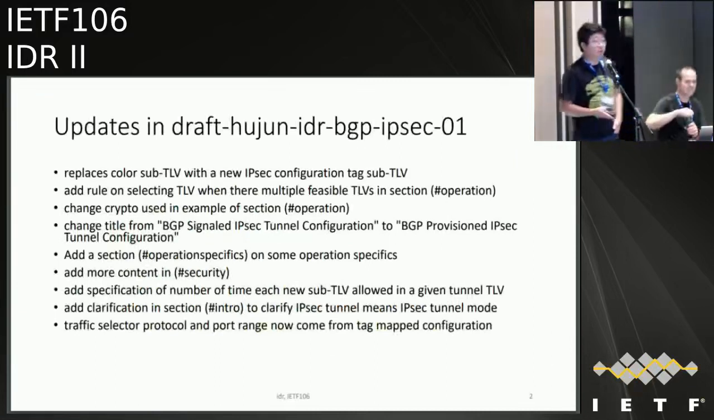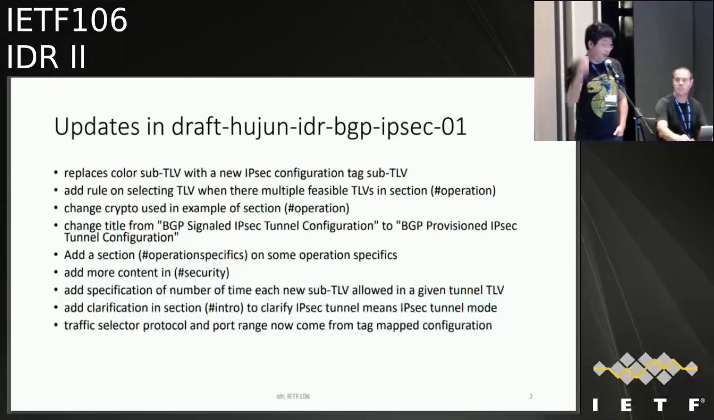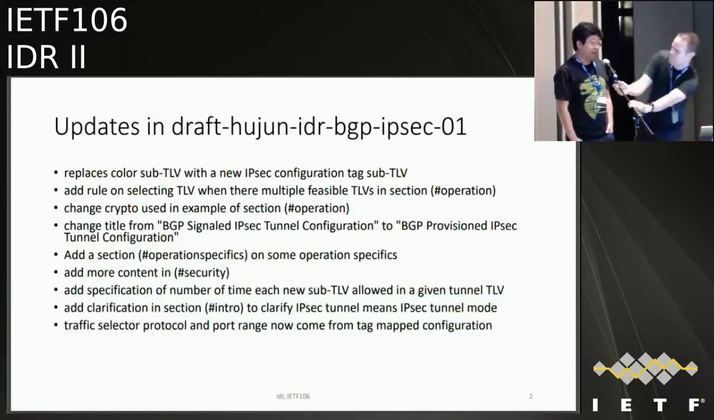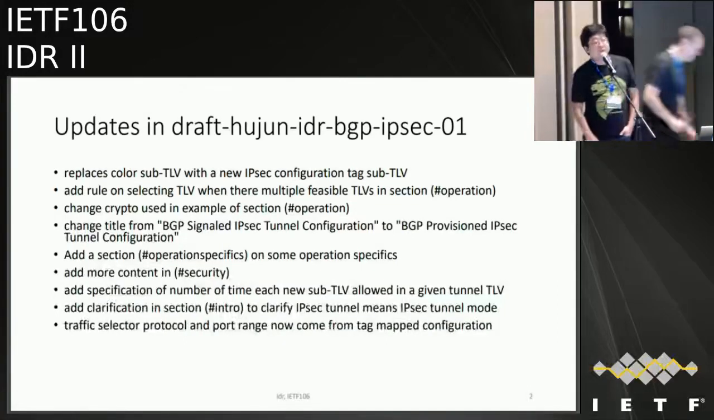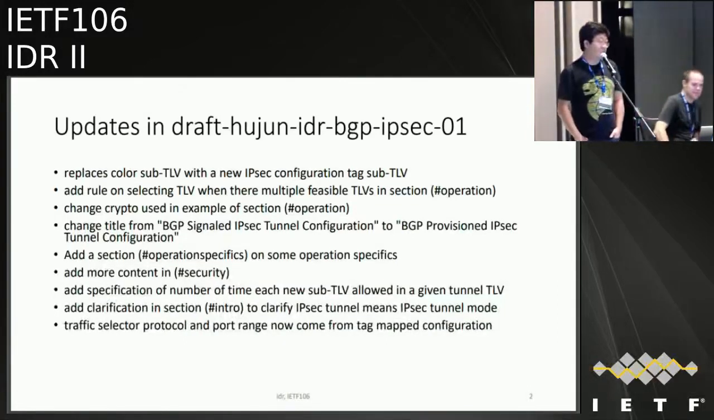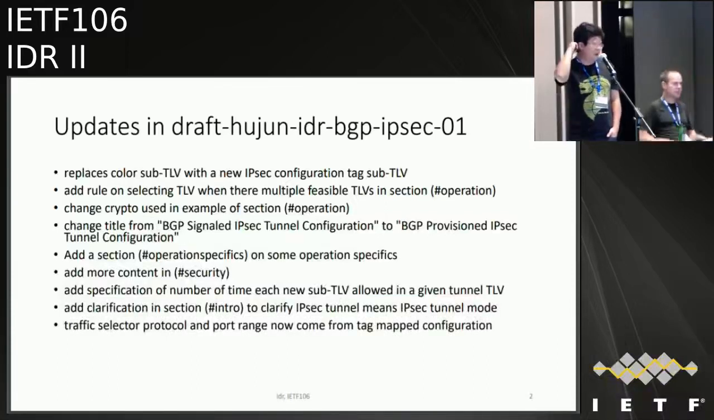So the first one is I made an update for my previous IDR BGP IPsec draft. That update is based on the feedback I received since the last IETF. First, I replaced the color sub-TLV with the new IPsec configuration tag sub-TLV. The reason being that instead of overloading the color sub-TLV, it's clearer to use a new sub-TLV for such purpose. Next, I added some text on selecting TLVs when there are multiple IPsec TLVs available.